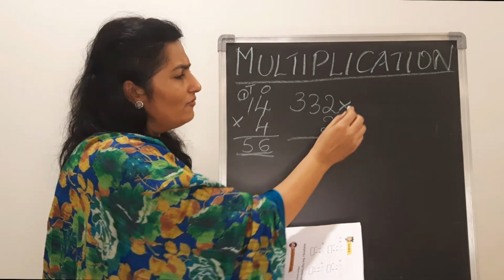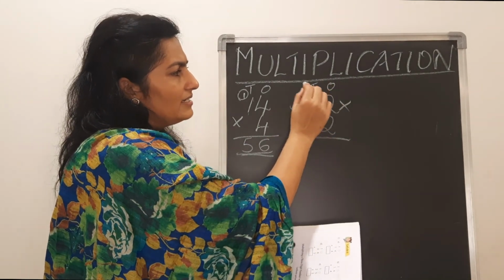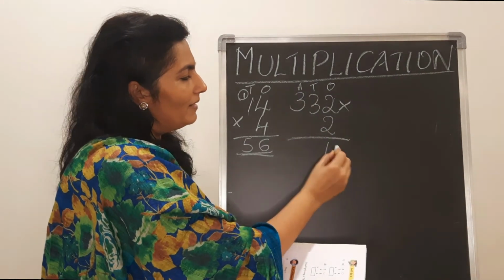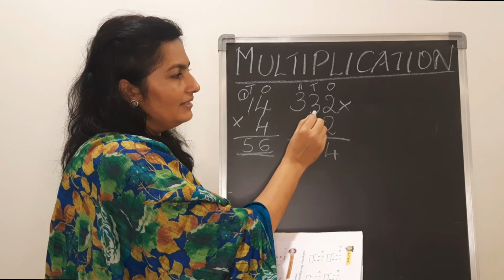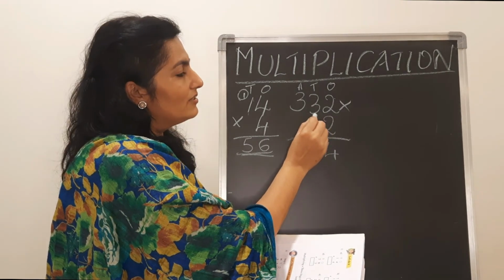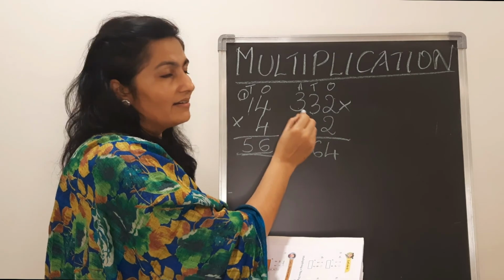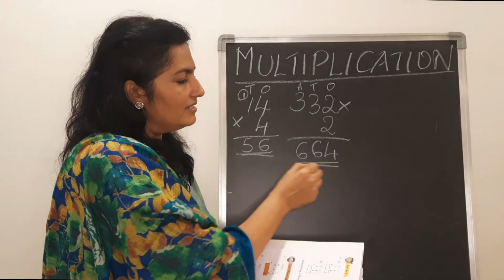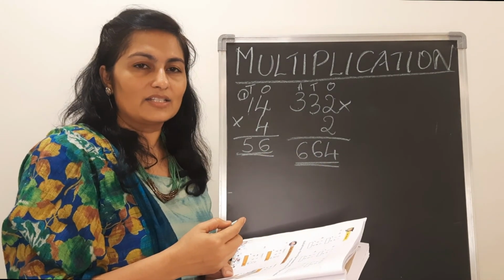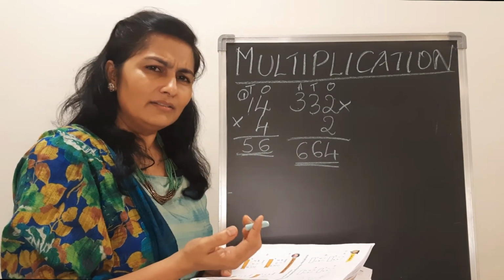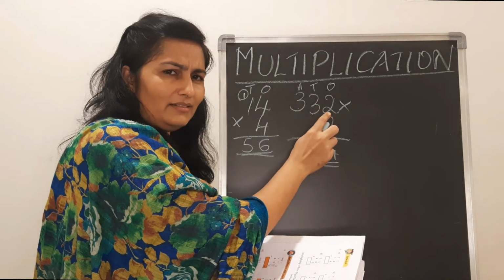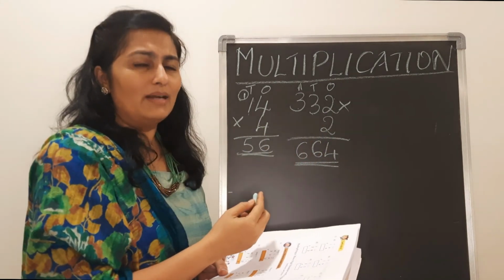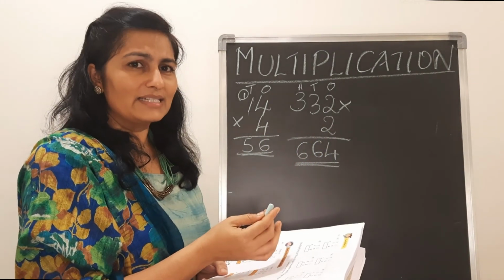Process is the same. First we will do the ones, tens and hundreds. 2 2s are 4. Then the tens. 3 2s are 6. Then hundreds. 3 2s are 6. The product is 664. So did anything change? Nothing. Only it is a 3-digit number that we are going to multiply. That's the only thing. The concept is the same.